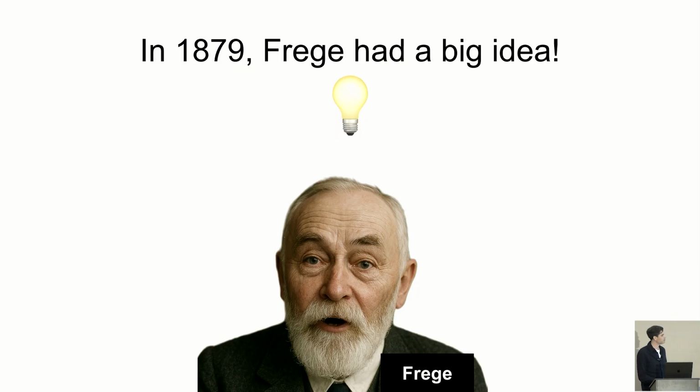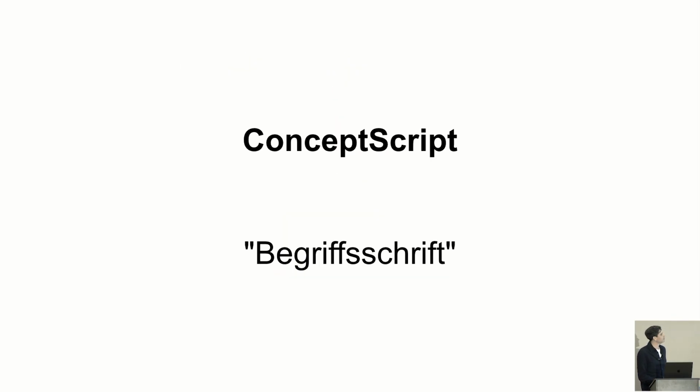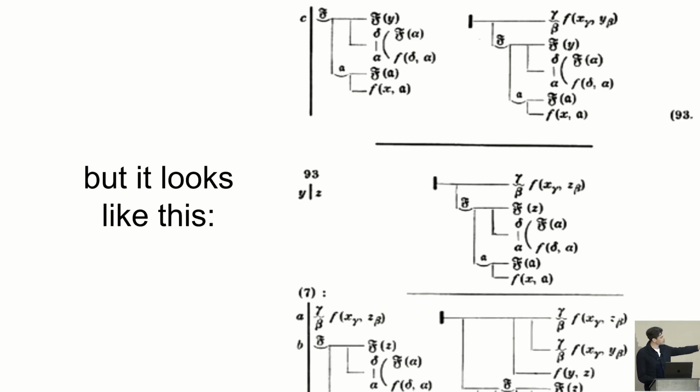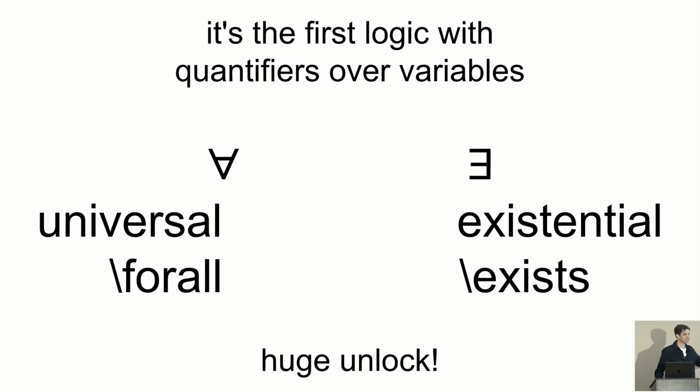And this is the same year the light bulb came out, so we'll give him a light bulb. And his idea was Concept Script. It's effectively the first programming language. It's got variables, it's got negation, it's got conjunction, it's got disjunction, it's got loops, it has functions, it's got it all. But it looks like this. They didn't have computers, it's just a pen and paper thing, and it's got various different scripts, and it's a mess. But what's really cool about it is it's the first logic with quantifiers over variables.